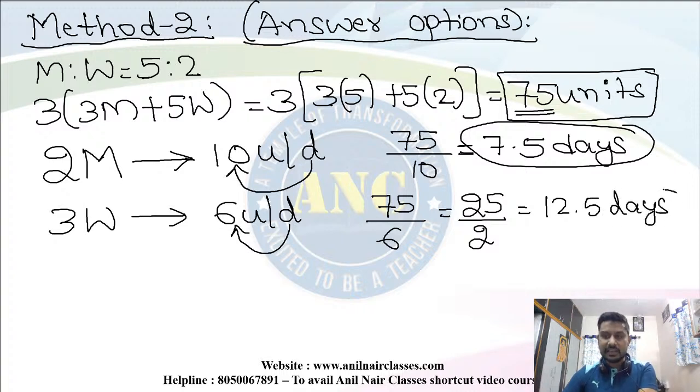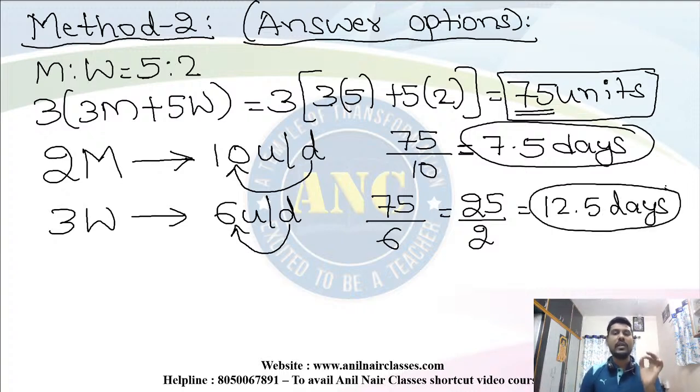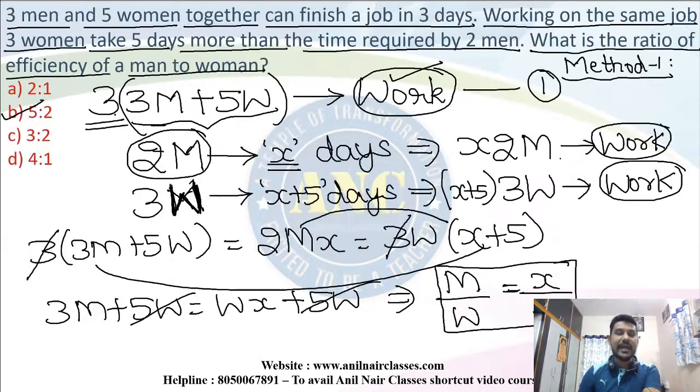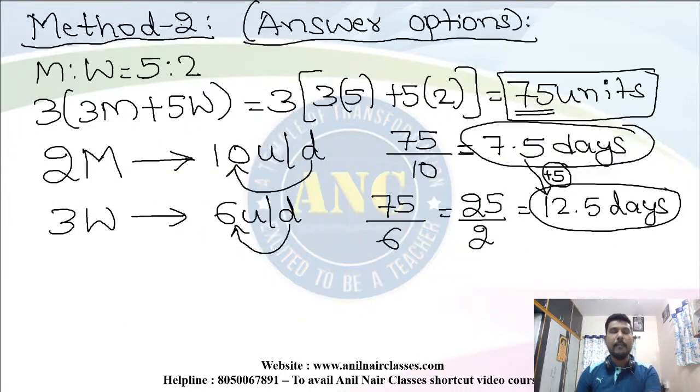Now, can I say that 2 men are taking only 7.5 days to complete the task, but 3 women are taking 12.5 days to complete the same task? That means 3 women are taking how many days more than 7.5 days? They are taking 5 days more than 7.5 days. And that 5 is itself what is given in the question. It is very clearly given, 5 days more than the time required by 2 men. So, because that statement is satisfied in the question, my assumption of option B is also an absolutely right assumption.